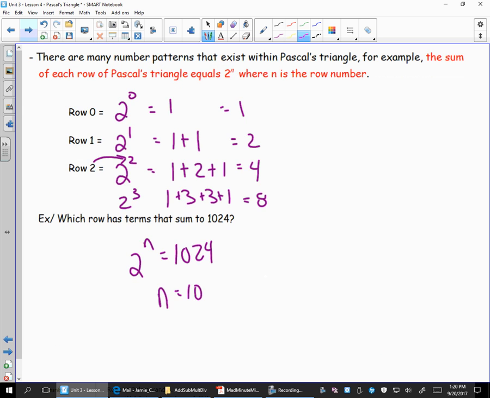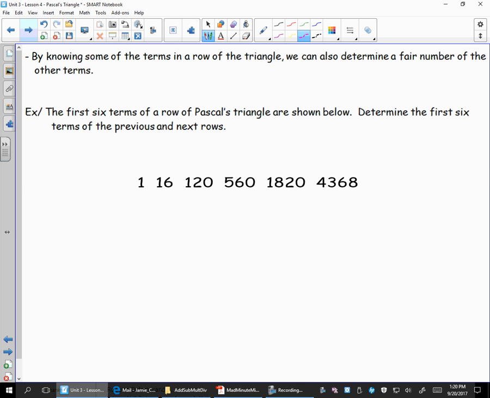What are some other things we can do with this pattern? Well, by knowing some of the terms, we can figure out other terms, because it's a pattern. That's our whole objective. So for instance, the first 6 terms of a row of Pascal's triangle are shown below. Can we figure out the first 6 terms of the previous and next rows? Let's start with the next one, which is easier. We know it starts with a 1. We know 1 and 16 makes 17. Adding these together, 136. Add these together, 680. Add these together, 2380.